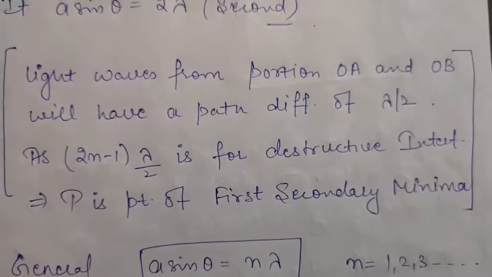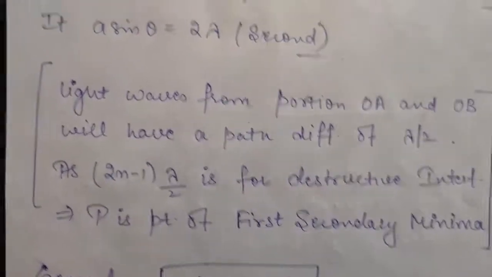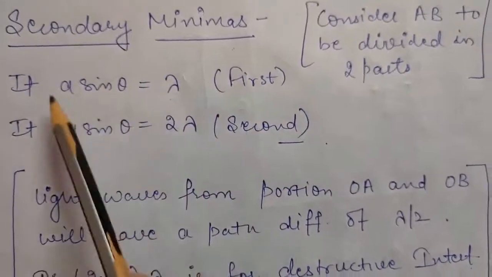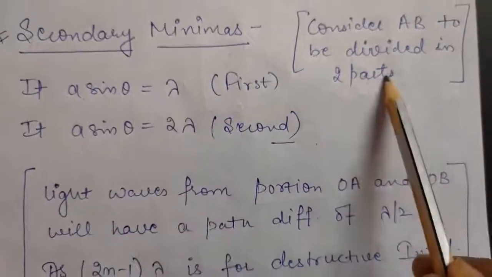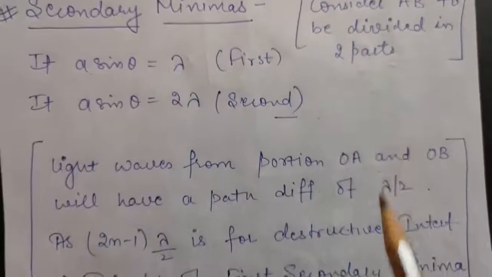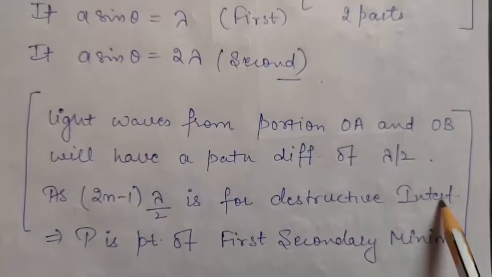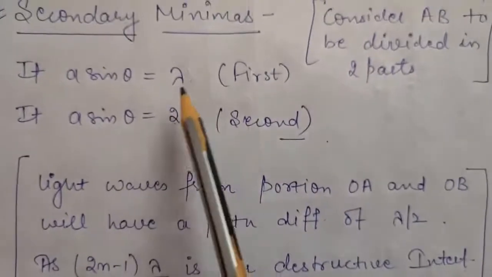And you get it when a sin theta is lambda, because we have assumed this and we have assumed this. Due to these two, we get a destructive interference at point P. That means P is a point of first secondary minima.